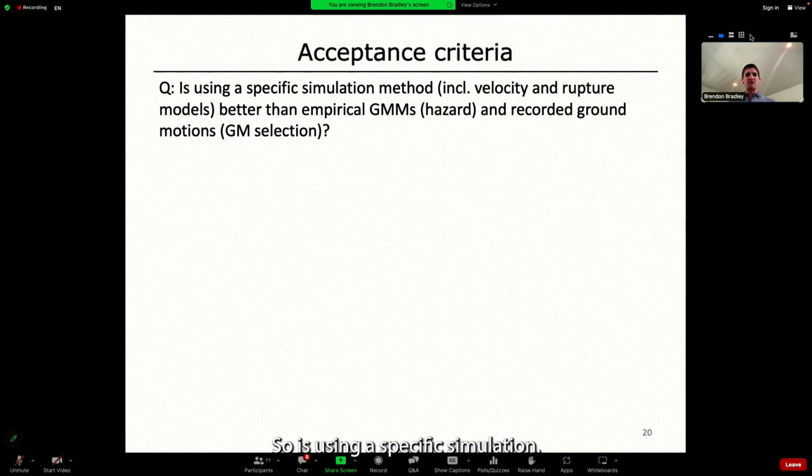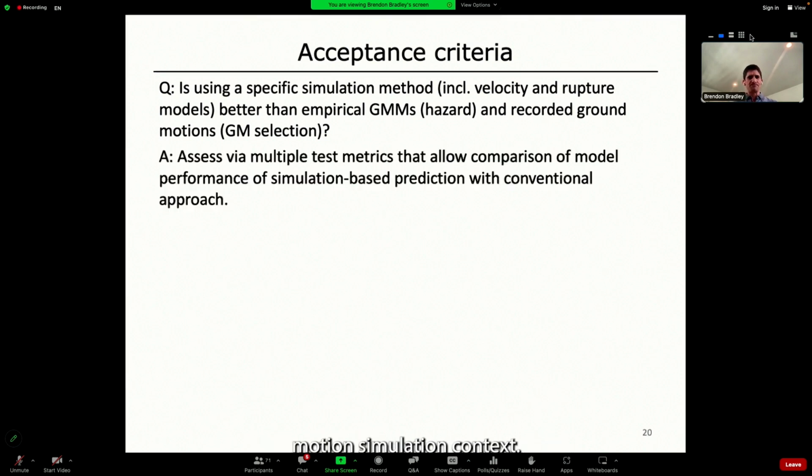So is using a specific simulation, and importantly, we don't want to just think of that simulation method as equal to the wave propagation code. Obviously, it refers to the underlying rupture generator that's used and the underlying velocity models for the region. And arguably, some of the assumptions there are much harder than the wave propagation itself. Is using that method better than empirical ground motion models, if we're talking about the hazard context, and recorded ground motion models, if we're talking about a ground motion selection context?